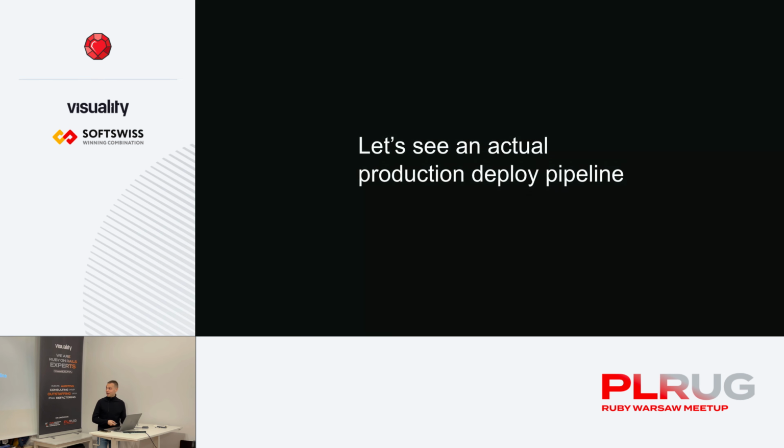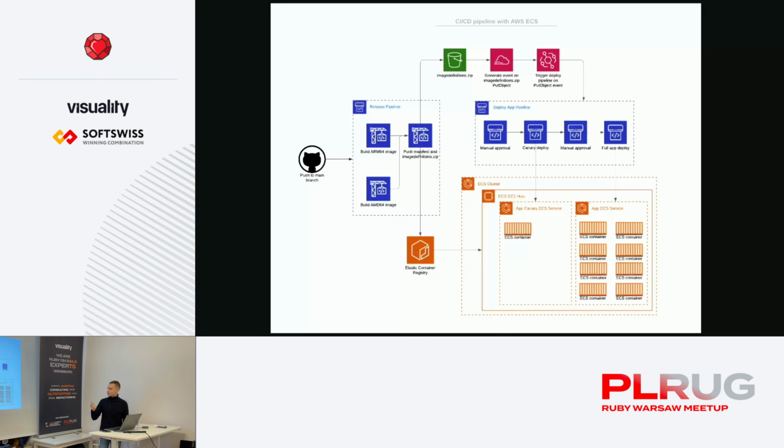So let's see the full solution. This is what you've already seen, just everything on one screen, and I guess the text might not be very well visible. But typically we would push our code to the main branch, which would then start a release pipeline building images for ARM and AMD. Those images would be uploaded to ECR, and also an image definitions zip file will be uploaded to S3, generating an event, which then starts a deploy pipeline.